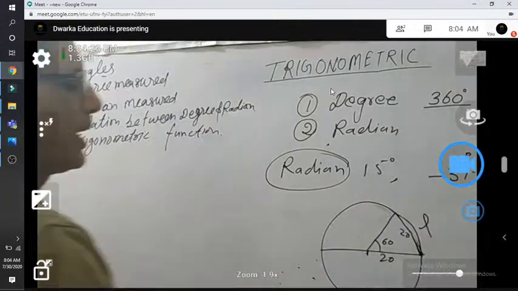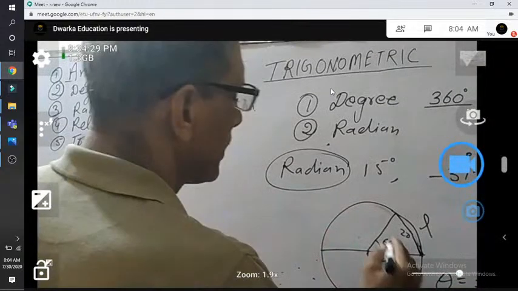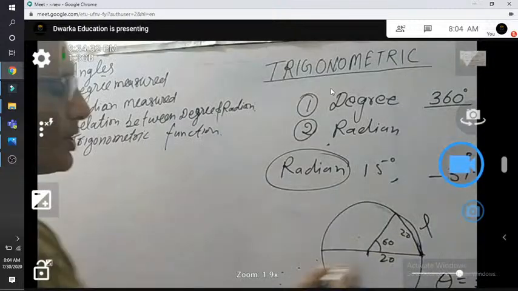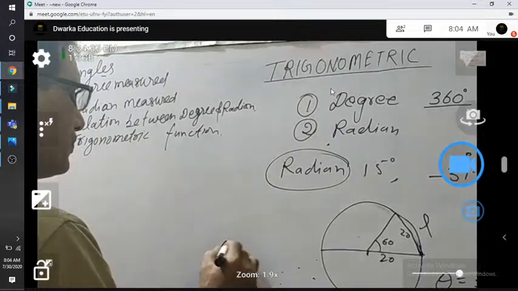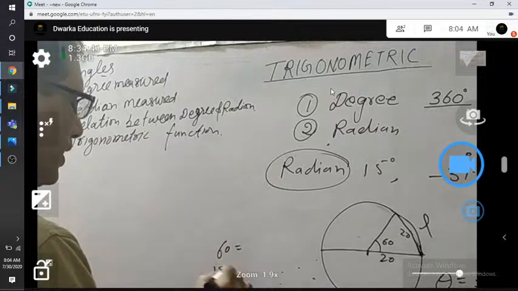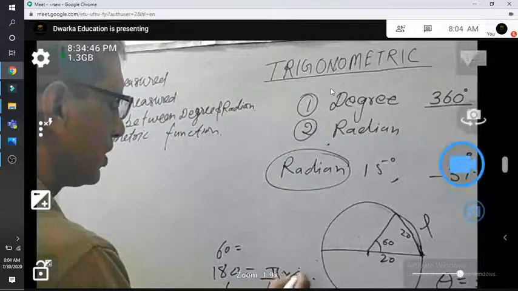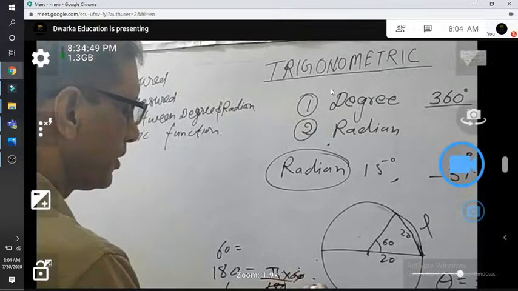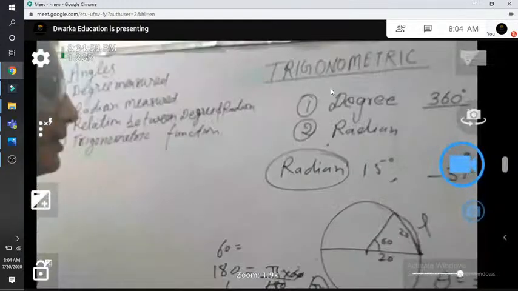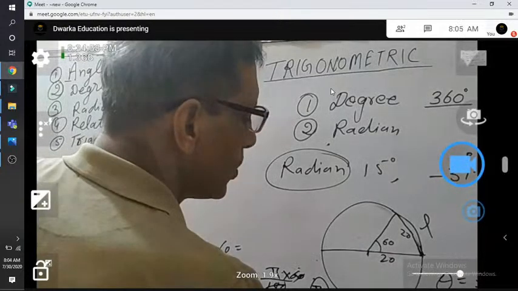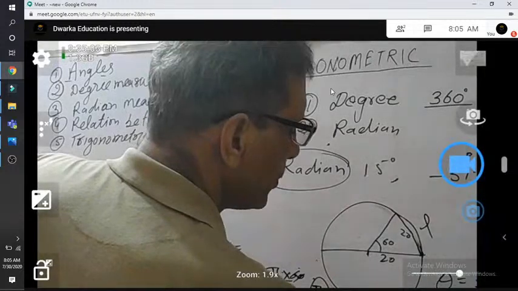We know that theta in radian is equal to L by R. But here how much radian? Theta is 60 degree. 180 degree is equal to pi radian, so 60 degree is 1 by 180 into 60, and pi by 3 radian. We know that L is equal to pi by 3 radian into R, 20.